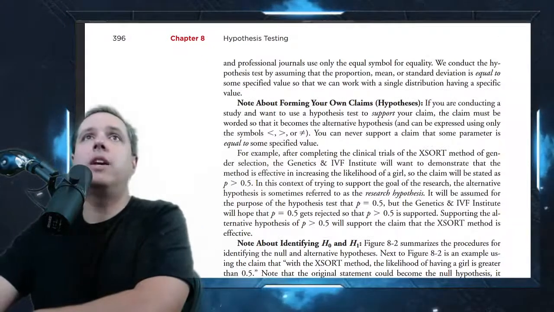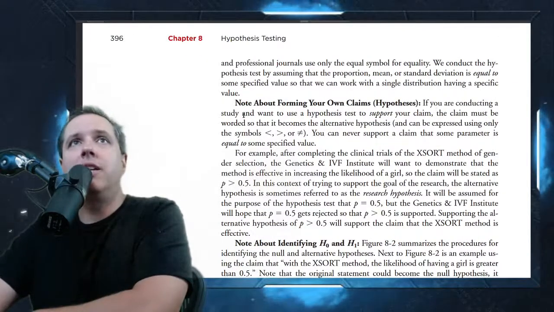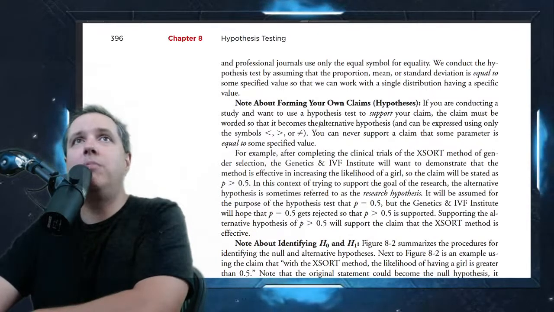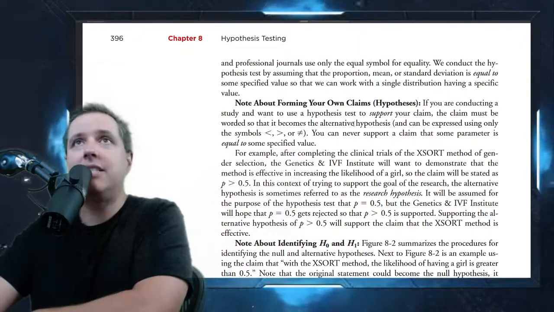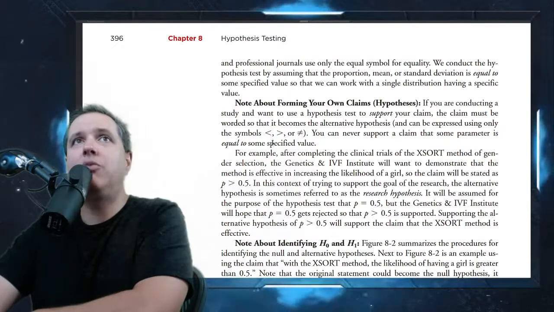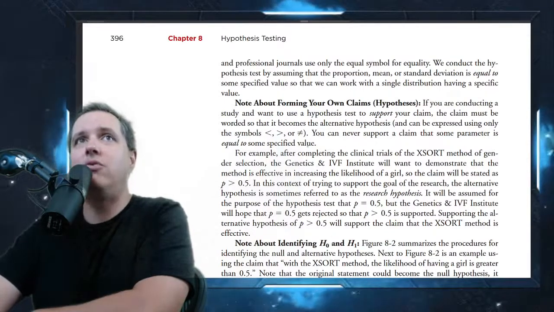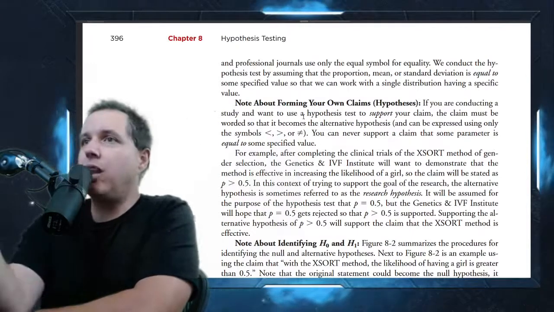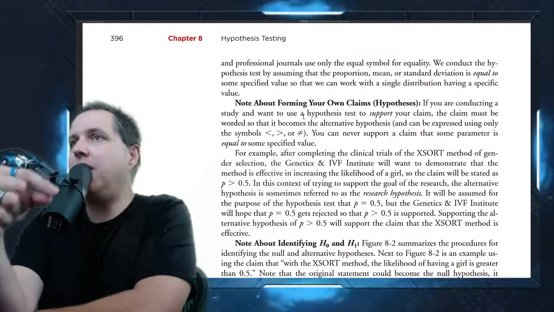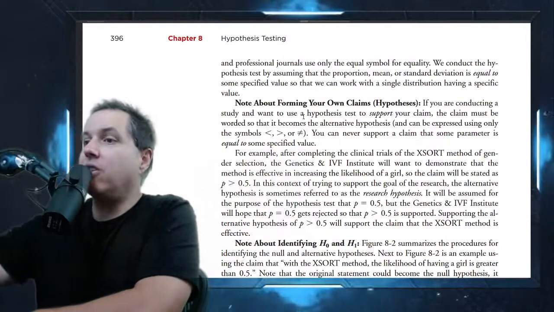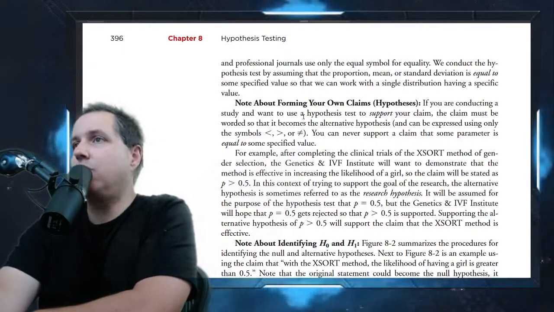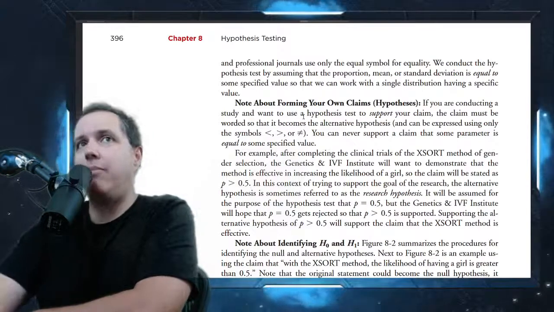Right. So here they kind of say what I was talking about. If you're conducting a study and want to use a hypothesis test to support your claim, the claim must be worded so that it becomes the alternative hypothesis. Okay? You can never support a claim that some parameter is equal to some specified value. We can't do that. So basically, whatever you think is the outcome in your project, that's the alternative hypothesis in your hypothesis test, and then the complement of that becomes the null. So whatever's left over outside of your alternative hypothesis, that becomes the null hypothesis, right?